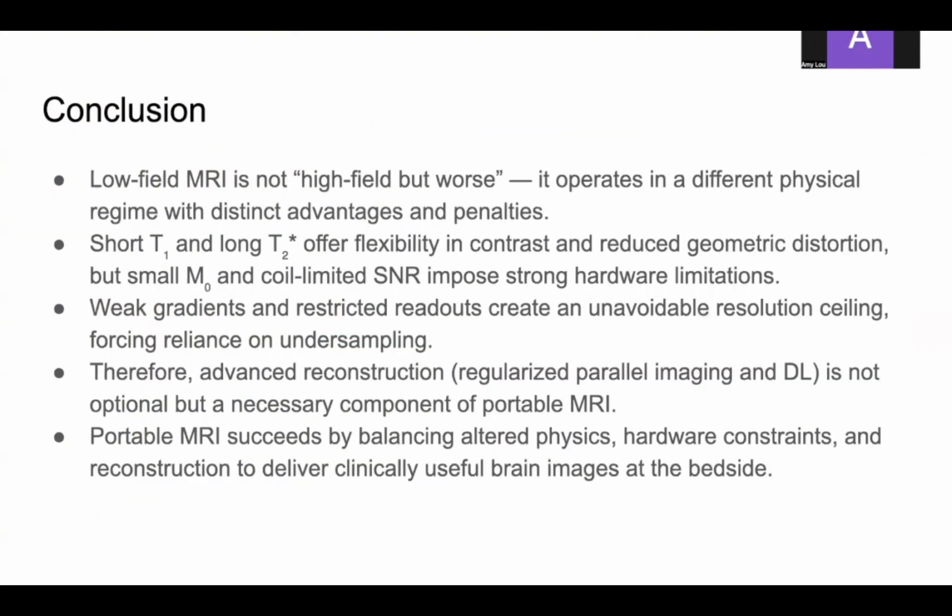To conclude, low-field MRI operates in a fundamentally different physical regime, not just high field but worse: short T1, long T2*, and small signal. And weak gradients impose strict limits on encoding and resolution. Because of these constraints, advanced reconstruction, both regularized parallel imaging and deep learning, is not optional but necessary for portable MRI. Portable MRI succeeds by balancing altered physics, hardware limitations, and robust reconstruction to deliver clinically meaningful brain images at the bedside.